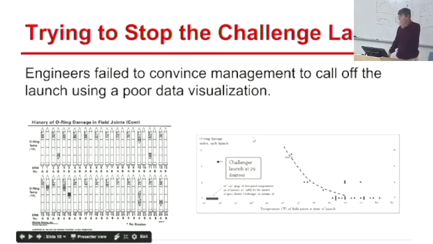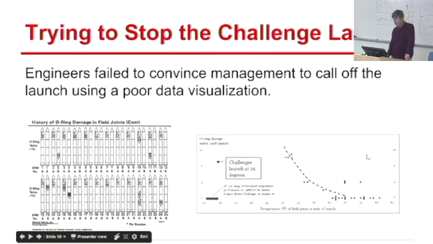They said, when we've launched shuttles in the past, they seem to have a little bit more damage on the days when the temperature was lower. And so they gave a presentation which had this figure, and they said, look at this figure, you can't launch the space shuttle. People will die. And management said, you're a bunch of eggheads, and that's the end of it. We'll launch the shuttle.